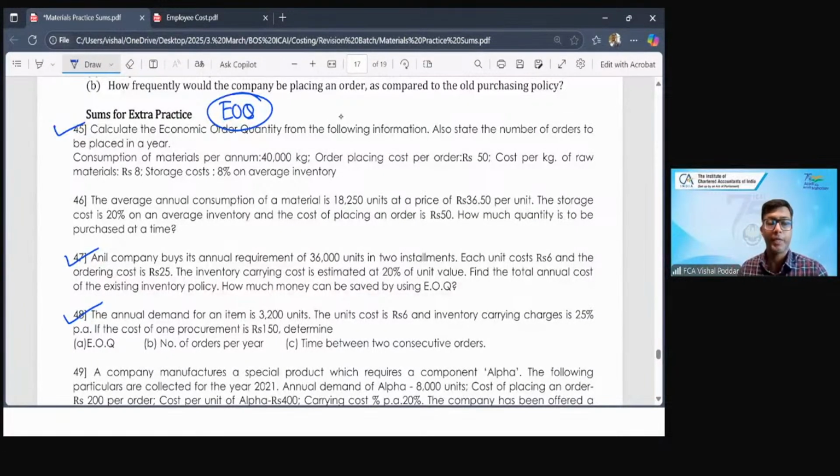the adjustment revisions. Fine. So calculate the EOQ from the following information. Also state the number of orders to be placed. So these are the common questions and common requirements that are asked in your exams also. So now for calculating EOQ, I'm sure you all recall the formula. EOQ is equal to under root 2 into annual requirement into cost per order, which is called O, upon carrying cost, which is per unit per annum.